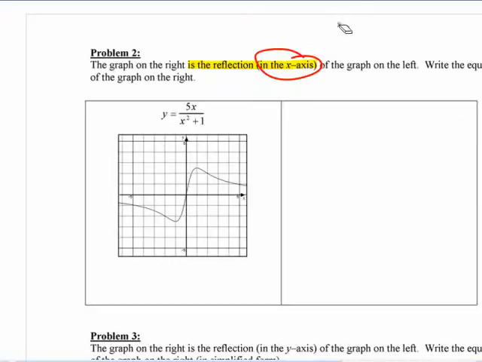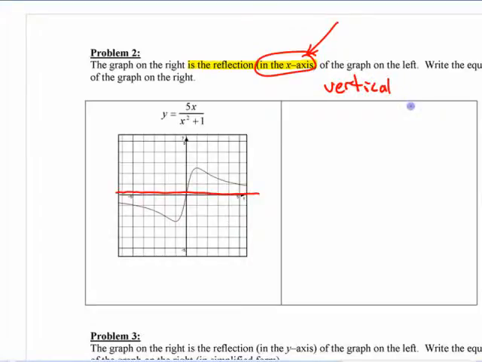Okay, people tend to get this mixed up. In the x-axis means that's where the mirror is. It means you're reflecting this way. It's a vertical reflection. Points are switching that way. The y-coordinates are changing. Okay, this is a vertical reflection.